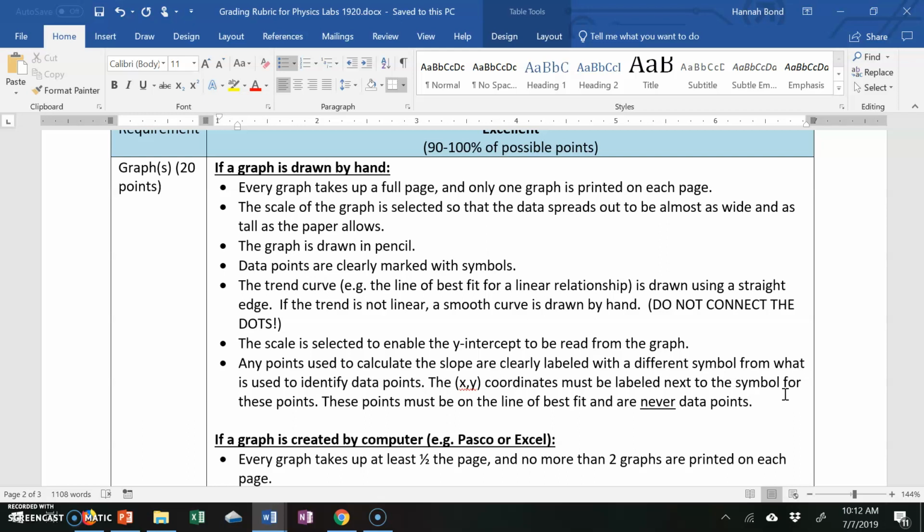Make sure that you can extend the line to cross the y-axis so that you can read the y-intercept from the graph.